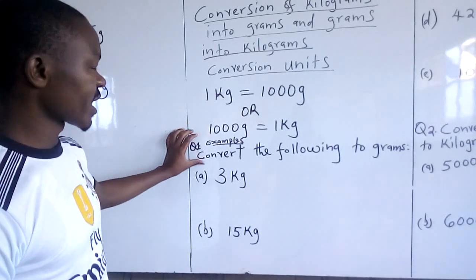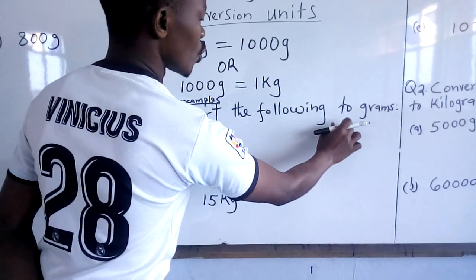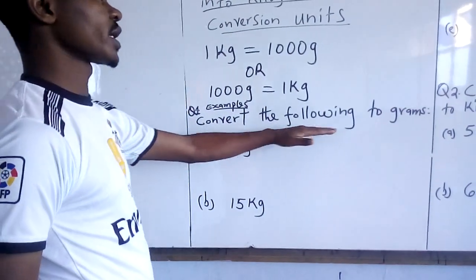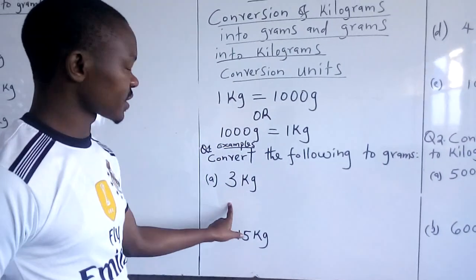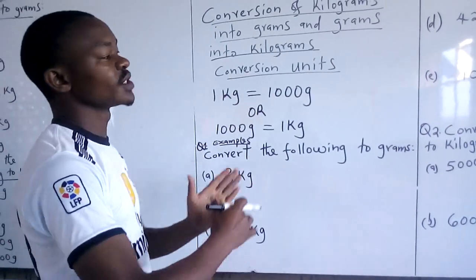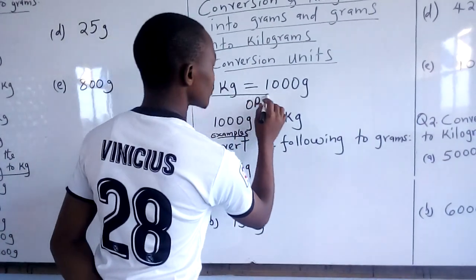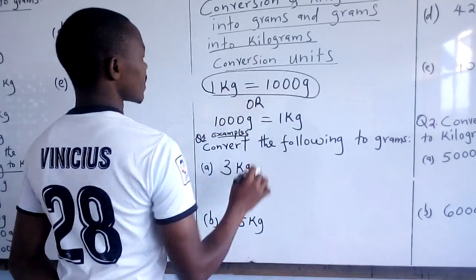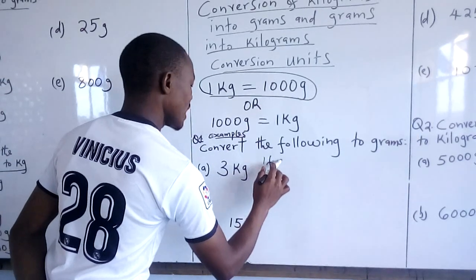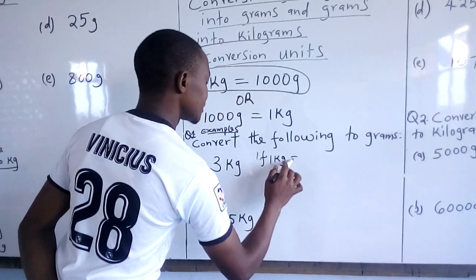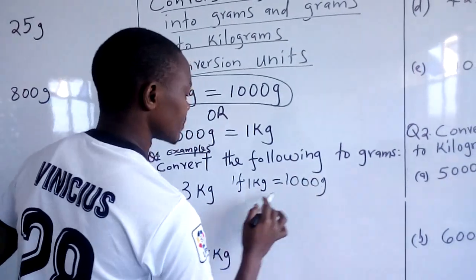Now, let us go by these examples. You've been told to convert the following to grams. The units are in kilograms, and we are required to convert them into grams. Now, we shall use these conversion units. If 1 kilogram is equal to 1000 grams.